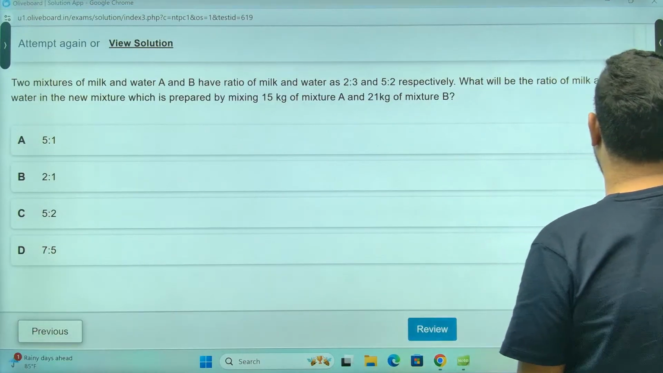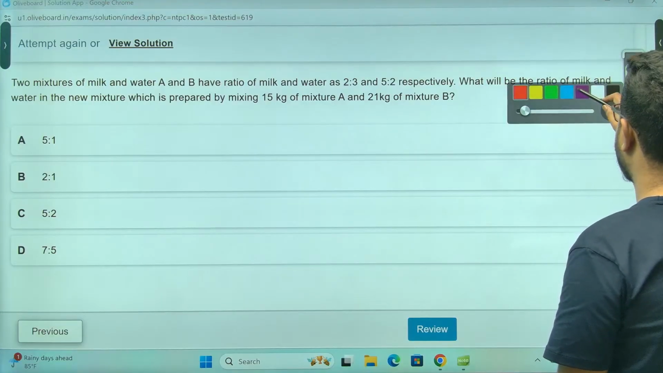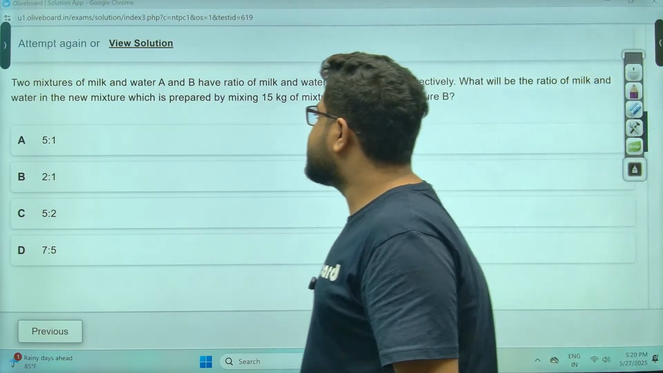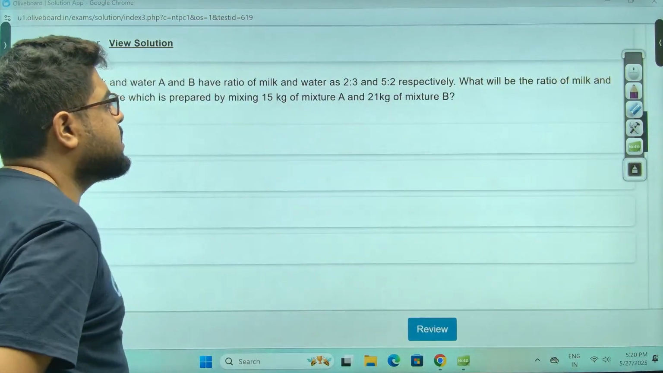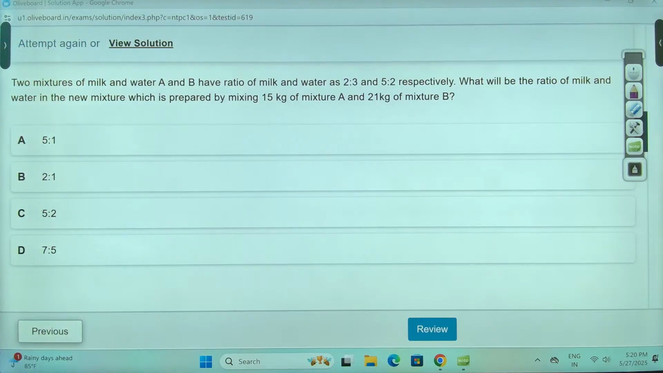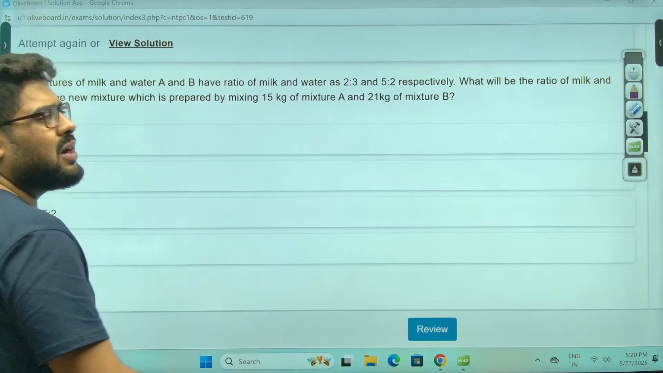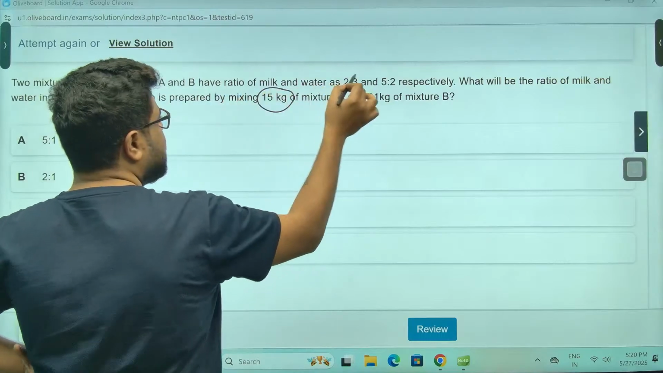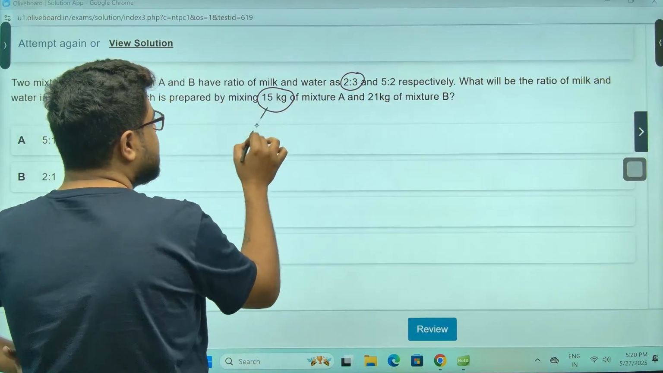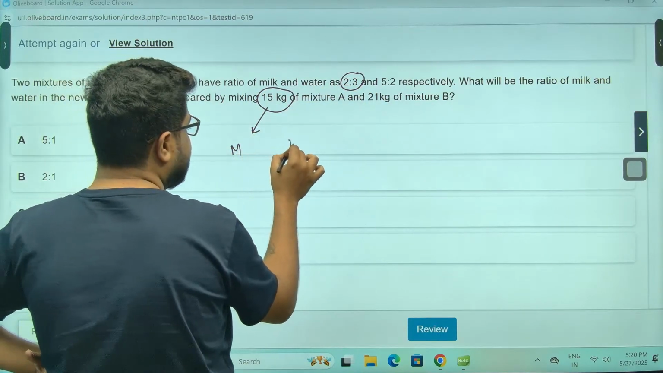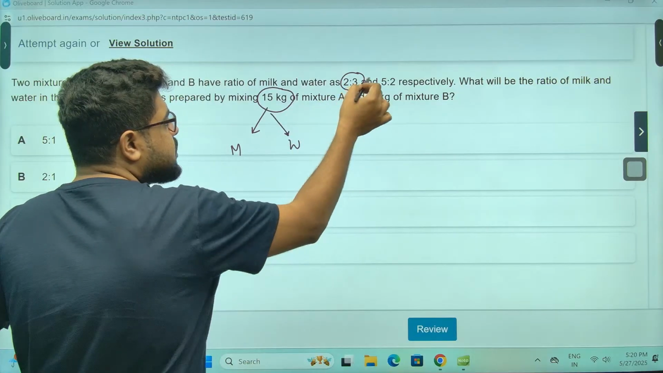Milk and water. Two mixtures A and B having this. Okay, you have to calculate, but not a difficult calculation. First, 2:3, 15 kg mixture. So milk and water. Milk is 2/5 of 15, sir.